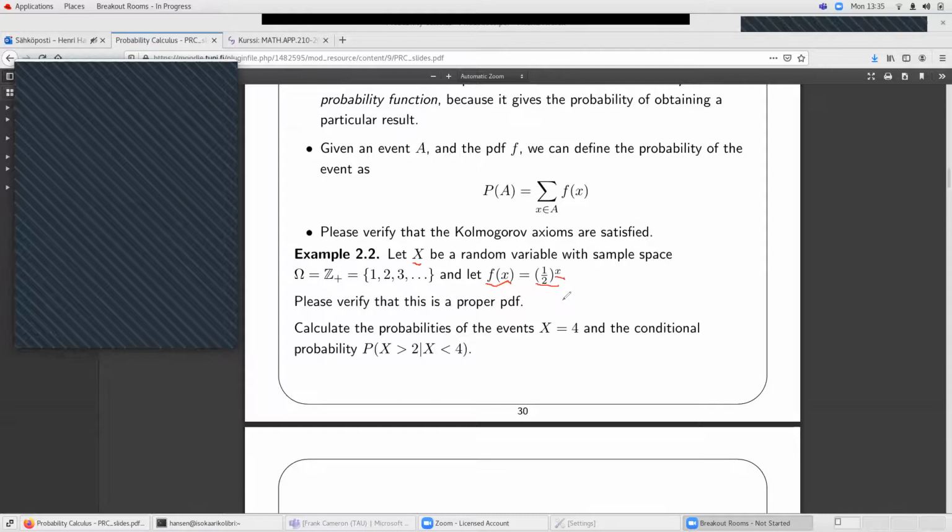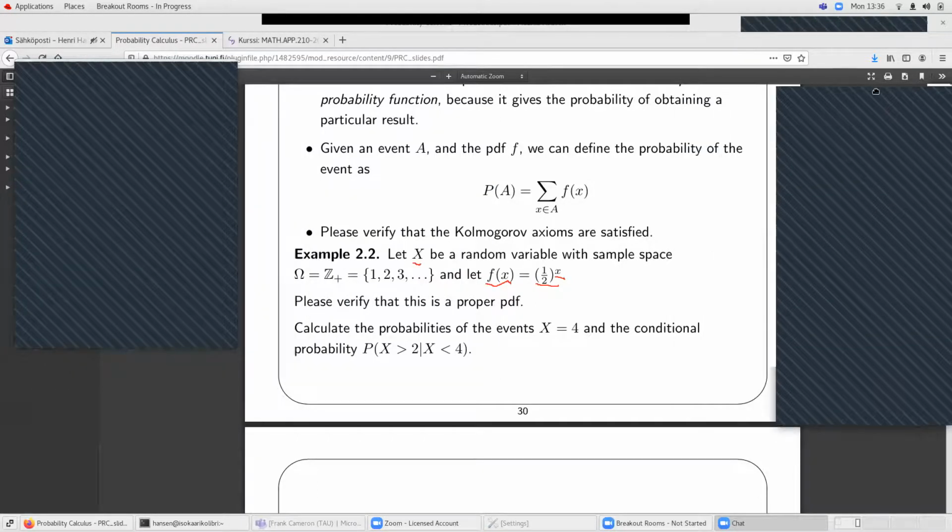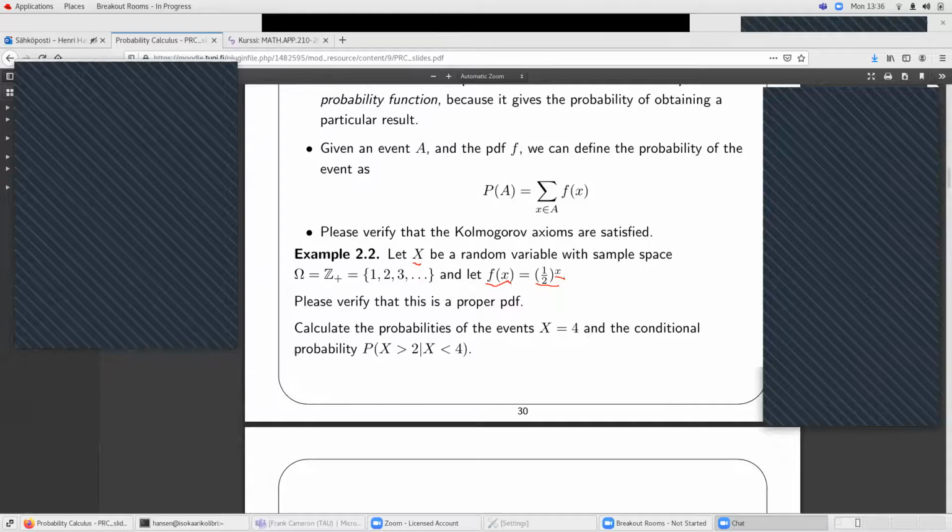Now the question before you in the group was: what are the probabilities of the events that x is equal to 4, and then the conditional probability x is greater than 2, under the assumption that x is less than 4. I asked you to drop your answers in the chat box, one for each group, and then we'll discuss these.